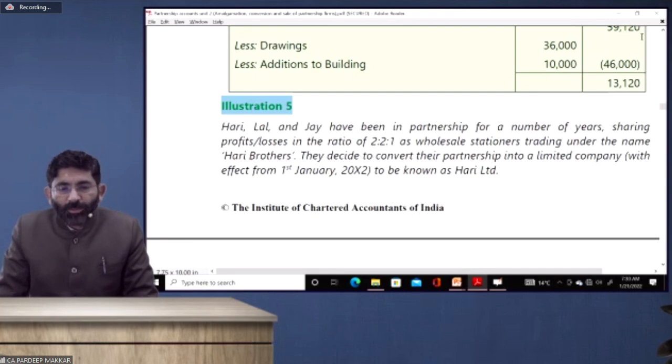With effect from 1st of January 2012. So this is a good and simple question because the date is very smooth. It is 1st of January 2012. And the name of the company is to be Hari Limited. So this is also good. They are interested to give the name Hari Limited to this firm, to this company, sorry.